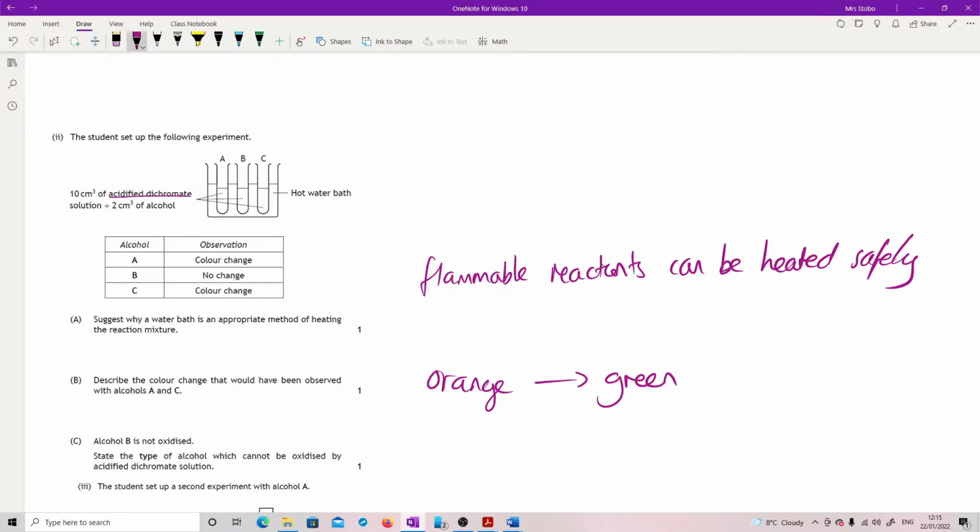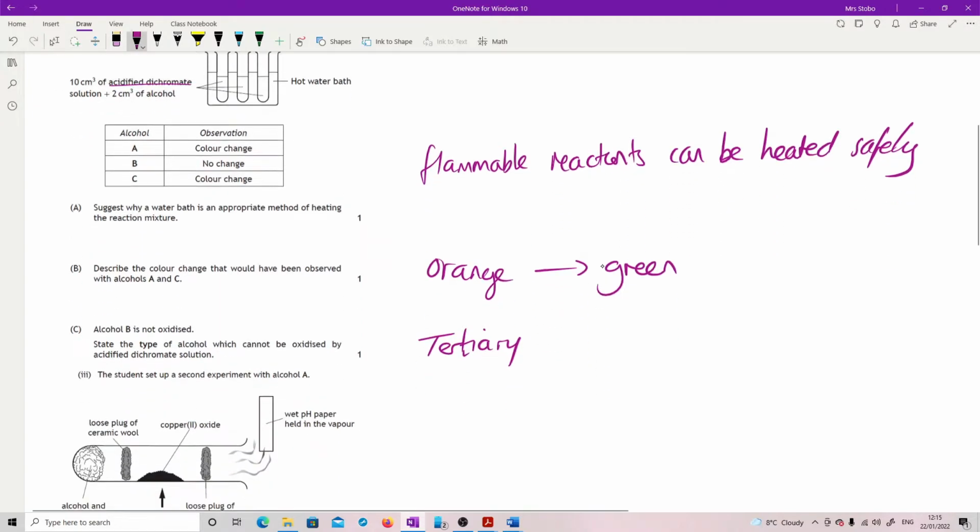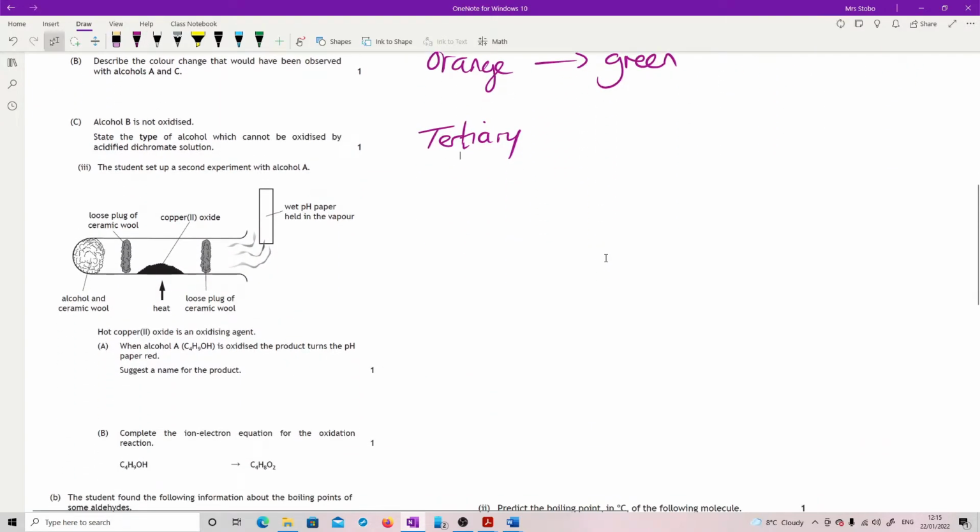State the type of alcohol which cannot be oxidised by acidified dichromate solution. The type of alcohol here is tertiary. Okay, we have a second experiment with alcohol A, so that's one of the ones that oxidised. Hot copper(II) oxide is an oxidising agent. When alcohol A is oxidised, the product turns the pH paper red. Suggest a name for this product.